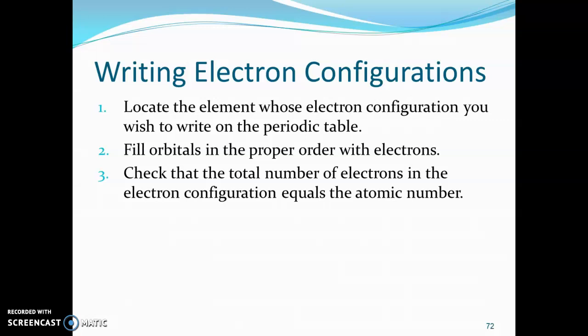So steps here: you can locate the element whose electron configuration you wish to write on the periodic table, and particularly you need to locate the atomic number of that element. Fill orbitals in the proper order, following Aufbau's rule with electrons, and also following Hund's and Pauli's rules as well. And then you check to make sure that the total number of electrons equals the atomic number.